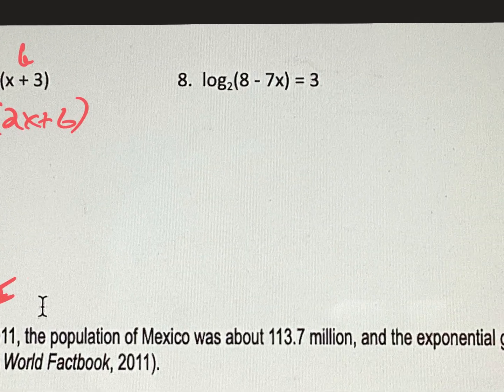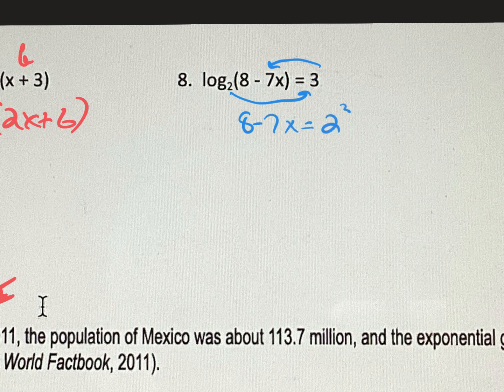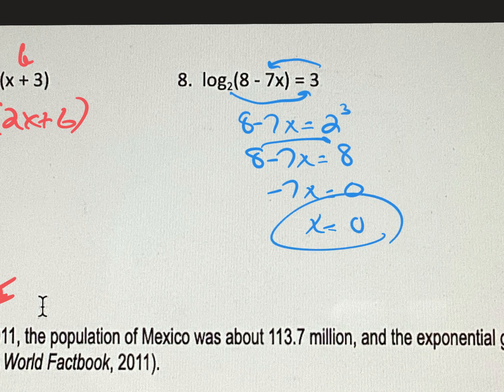And one more, number 8. Number 8 goes back to what we were doing on the last slide. You only have one log. You do the base to that power equals that. So I'm going to do 8 minus 7x equals 2 to the third. Now, the weird thing about 2 to the third is it is 8. So if I move that 8 over, I get negative 7x equals 0. Divide by negative 7. Still got 0. Plug in 0 first. It works perfectly.